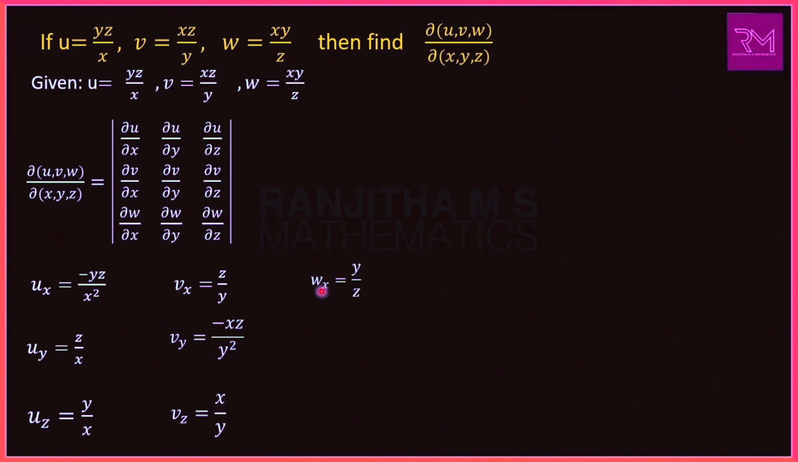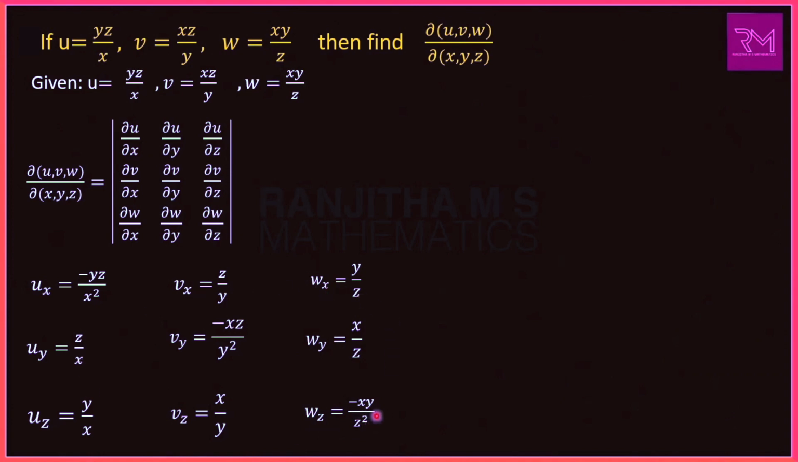In the similar way we have to find wx, that is ∂w/∂x, we have to consider this function w is equal to xy by z. Here we have to treat y and z as constant. Hence we get y by z into differentiation of x, which is 1. Hence we get wx value as y by z. Similarly wy, that is ∂w/∂y, here we have to treat x and z as constant. Hence we get x by z into differentiation of y, which is 1. Hence we get wy value as x by z. Similarly wz, that is ∂w/∂z, here we have to treat x and y as constant into differentiation of 1 by z, which is minus 1 by z square. Hence we get wz value as minus xy by z square.